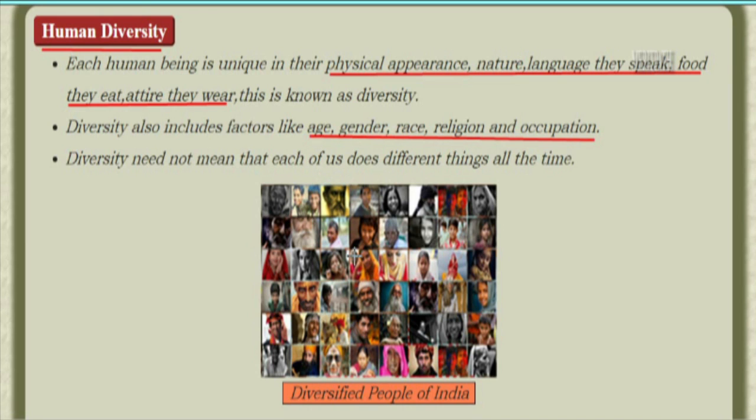In this image, dear students, you are able to see the diversified people of India. Some are reddish in color, some have a fair complexion, people are wearing different colored dresses, and you are seeing different age group people. So this is what is known as diversity.